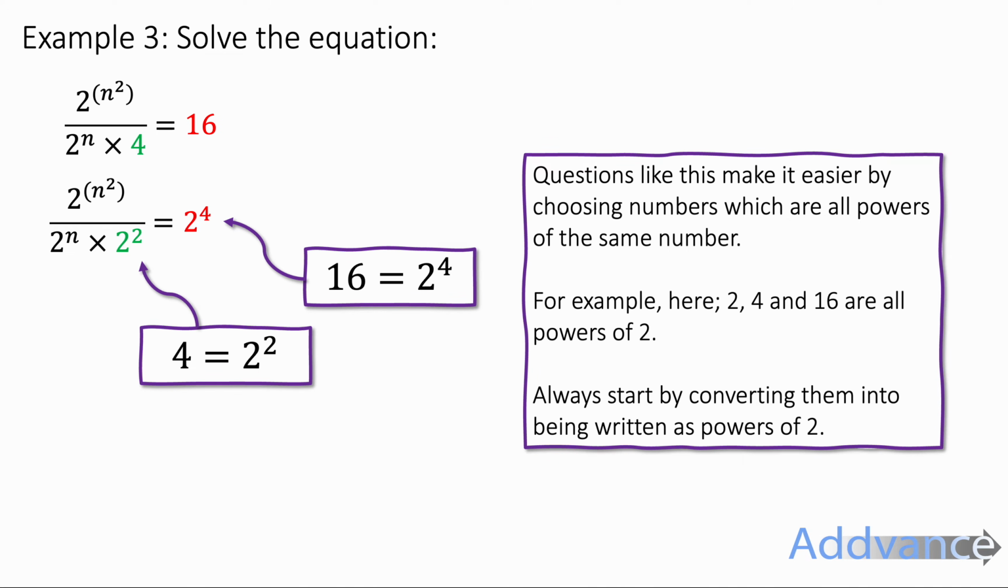So we're going to rewrite that as powers of 2. When you've got questions like this with powers, they quite often choose similar powers. For example here, 2, 4 and 16 are all powers of 2. And we can always start by converting them into being written as powers of 2. That was our first step. We wrote 16 as 2 to the power 4 and 4 as 2 to the power 2.